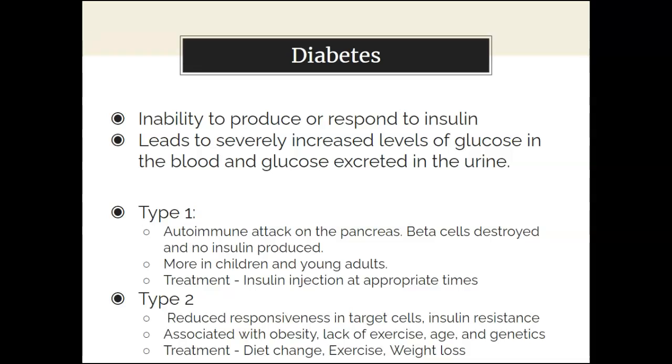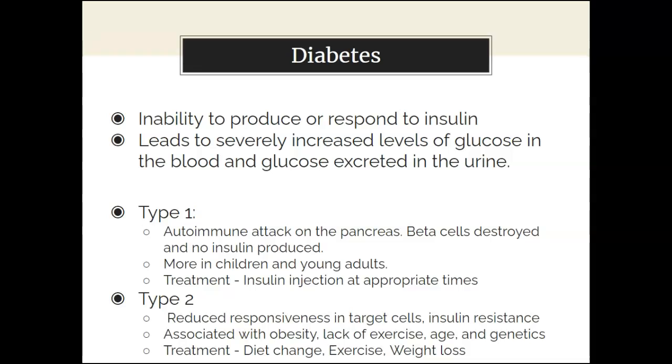Diabetes is a result of your inability to produce or respond to insulin, depending on if you have type 1 or type 2 diabetes. The result of diabetes is severely high levels of glucose in the blood, and when it's that high, it can also be excreted into the urine, which is not good. You don't want anything in the urine except waste products, and glucose is not actually a waste product. You want to keep that in your body in a manageable way.